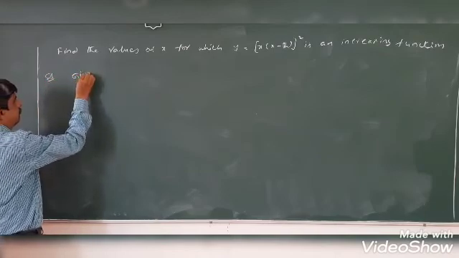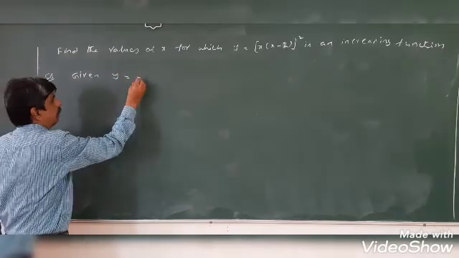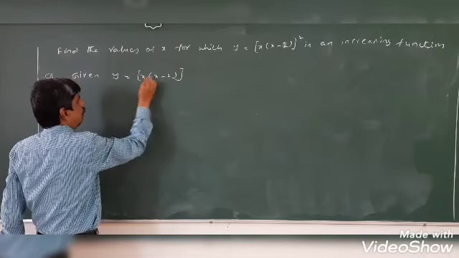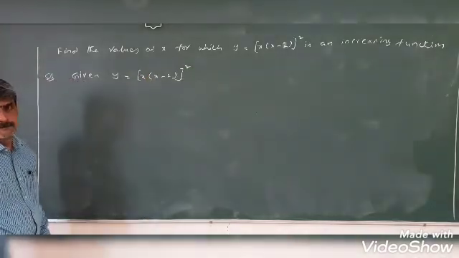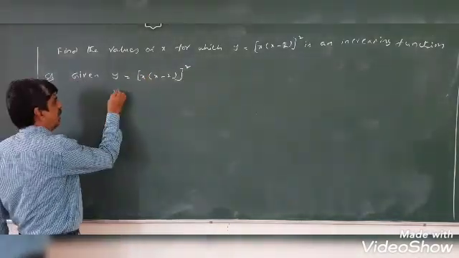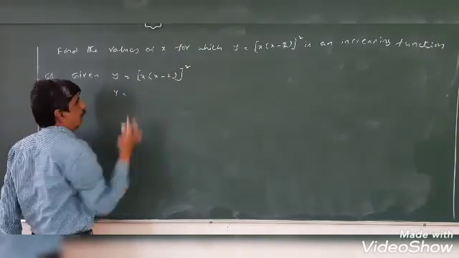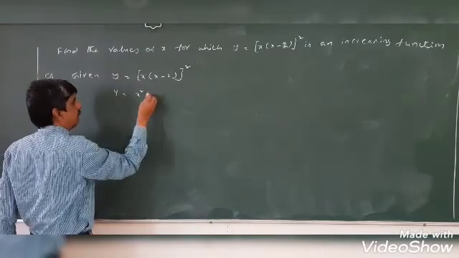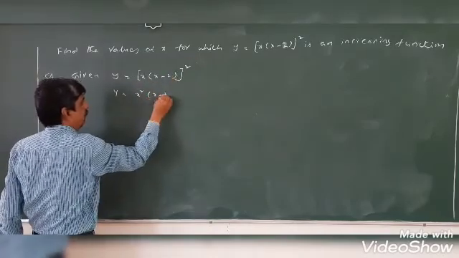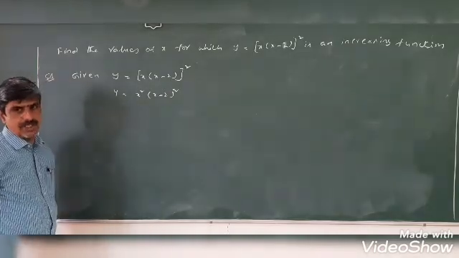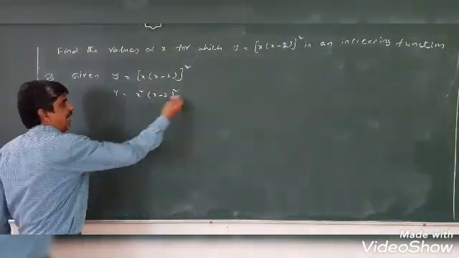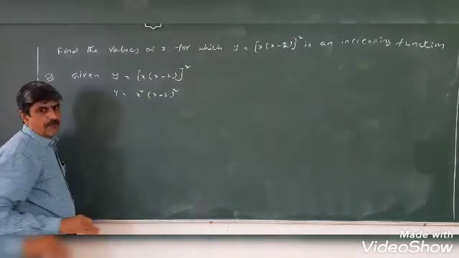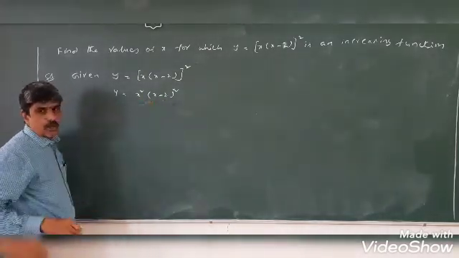Given y is equal to x into (x minus 2) whole square. So first simplify: y is equal to (ab) whole power m, so a to the power of m means x square, into b to the power of m, (x minus 2) whole square. If you want, we can again expand this. Otherwise, just differentiate with respect to x on both sides.